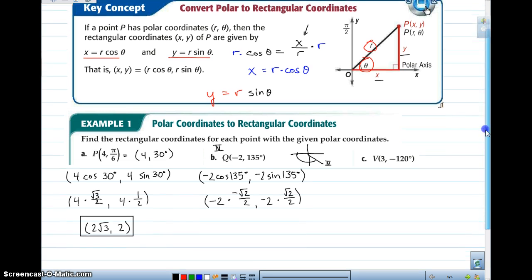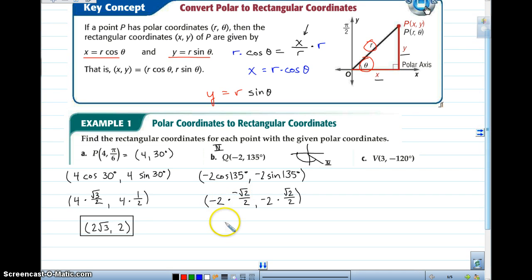Okay. Some simplification, negative times negative is positive, and the 2's cancel out, so this is just positive square root of 2. And negative times the positive is negative, but the 2's still cancel out, so we have negative square root of 2. And we are, in fact, in the correct quadrant, quadrant 4. If I go positive x and negative y, that puts me in the right quadrant, so that checks out.